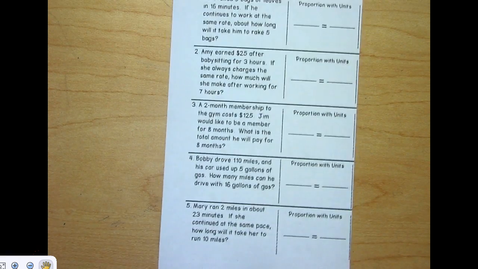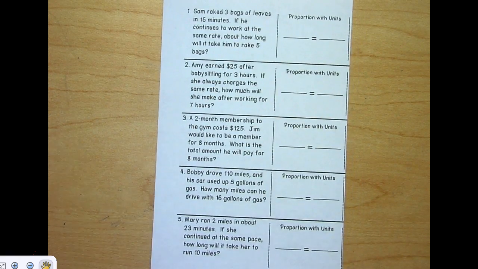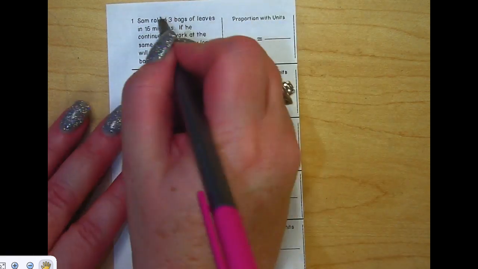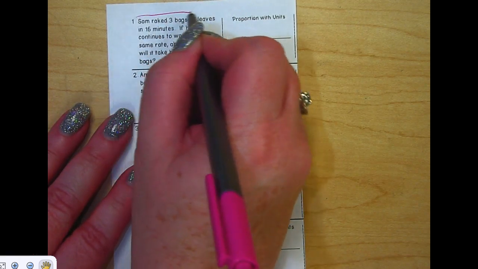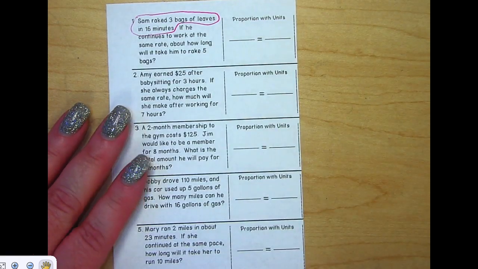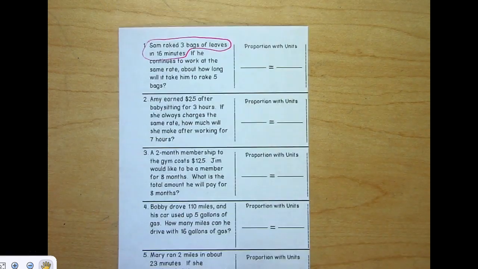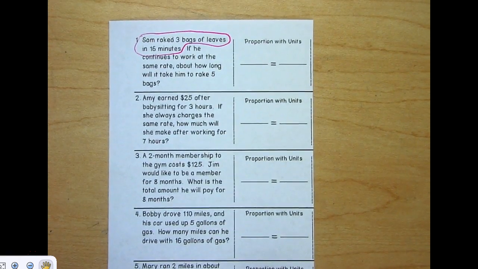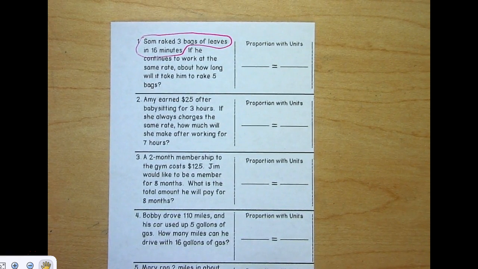So, number 1. Sam raked 3 bags of leaves in 16 minutes. If he continues to work at the same rate, how long will it take him to rake 5 bags? So the key to this is to make sure that we understand this is the first proportion. 3 bags of leaves in 16 minutes. That's the first proportion. And does it matter if I put the bags in the numerator or the bags in the denominator? It really doesn't with the first one.